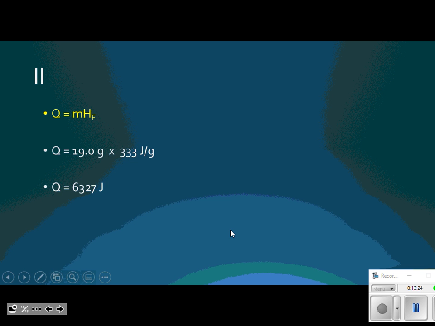My third quadrant just happens to be my last quadrant for this particular problem. Okay? Q is equal to M, the specific heat of the liquid, the change in temperature. All right? What is the specific heat of a liquid? 4.186 joules per gram times degrees Celsius.